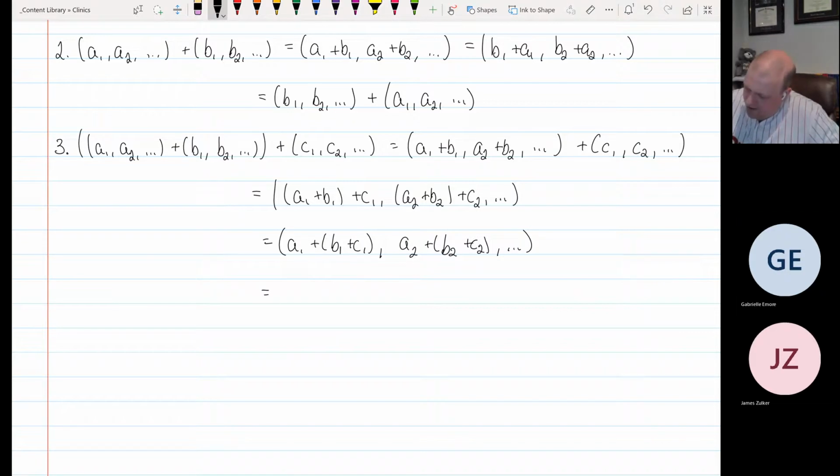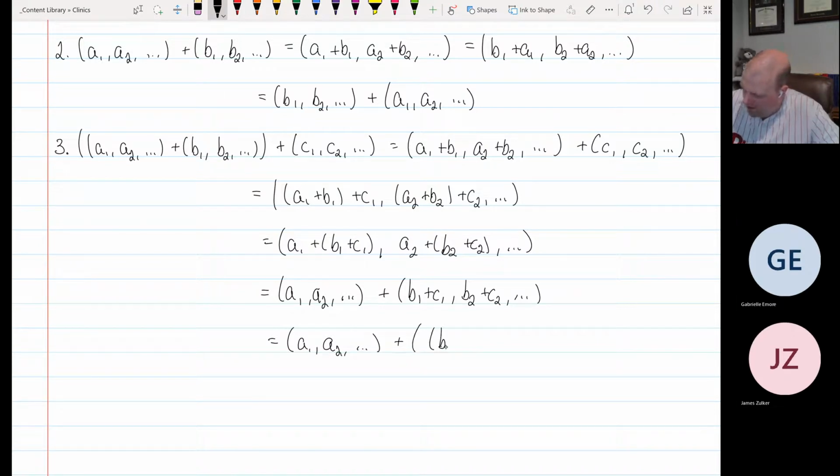We now deconstruct it. So this is the A plus then B1 plus C1, B2 plus C2, so on and so forth, which is the A plus the grouping of the B plus the C. So we now have associativity.